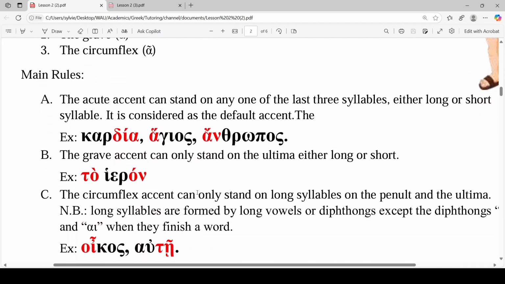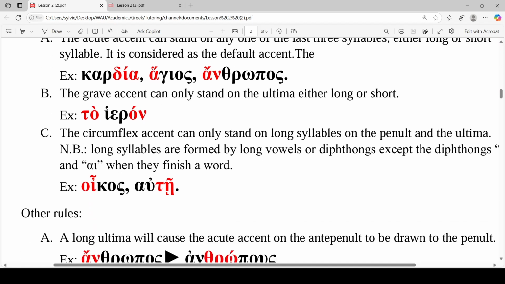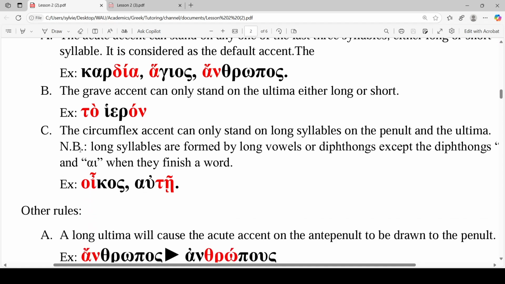But the grave accent can only occur on the ultima. It cannot occur on the penult or the antepenult. And the circumflex, the grave accent only on the ultima, but the ultima can be either long or short. But for the circumflex accent, it only occurs on long syllables of the penult or ultima. Like here, we have two words, and we have an important precision. What are long syllables in Greek?